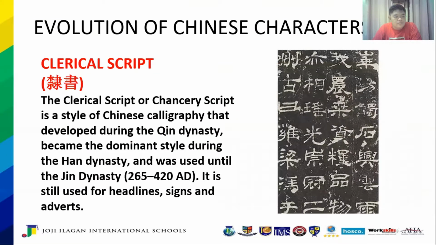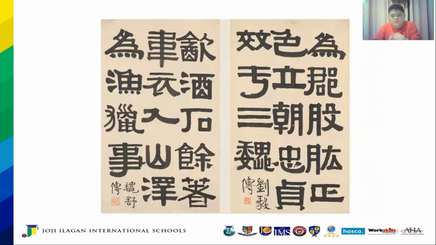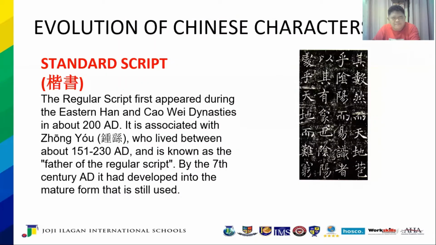Next is the clerical script or Li Shu. The clerical script or chancery script is a more legible type of ancient form of Chinese writing. It developed from the Qin dynasty and became dominant during the Han dynasty. Because of its legibility for modern Chinese readers, it's still used in headline signs and adverts. And this is an example of calligraphy using the clerical script.